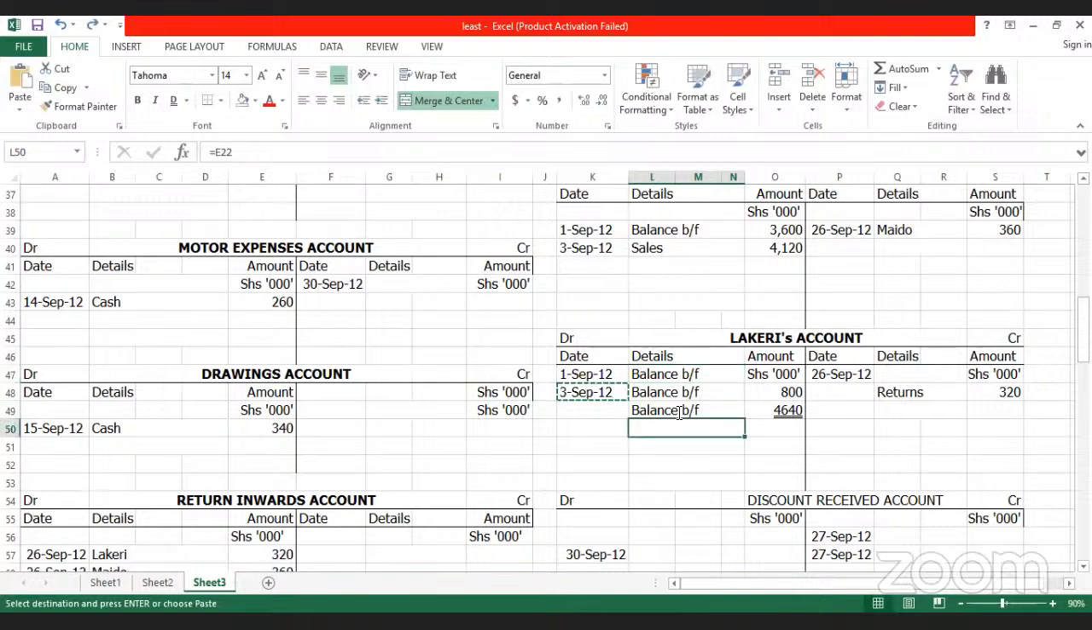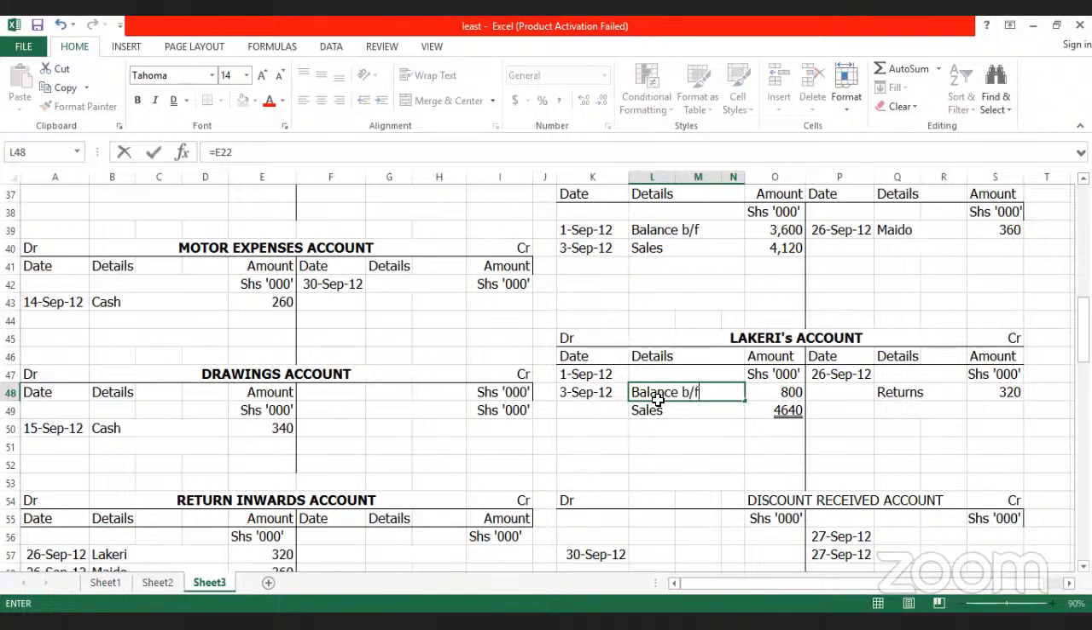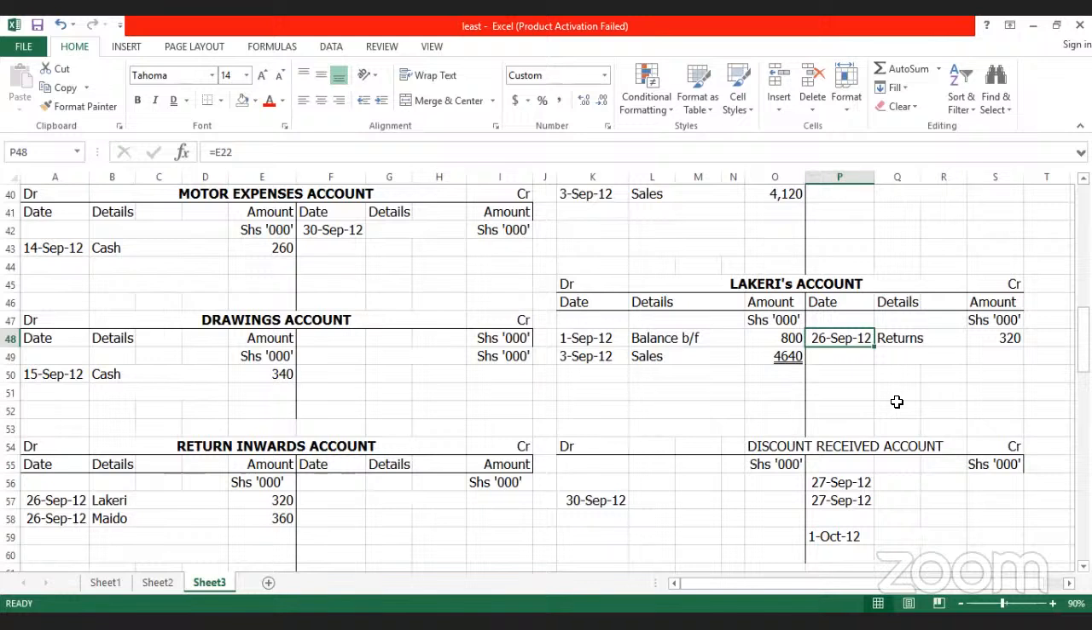These were sales, and this was a balance brought forward. The sales were on file. I'm doing some small editing here because I have to show the balancing of this account. So this date should come here. Okay, so Lakeri and Maido have entered their returns in their respective accounts.